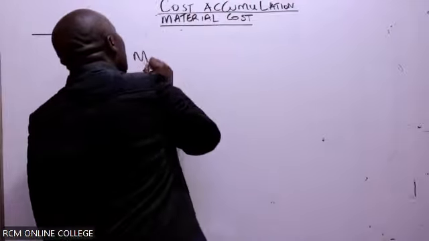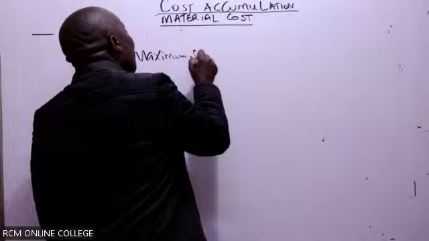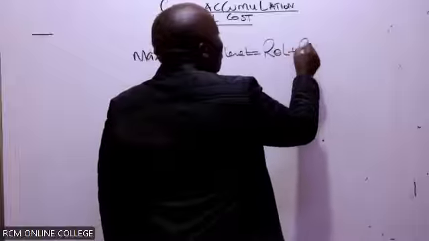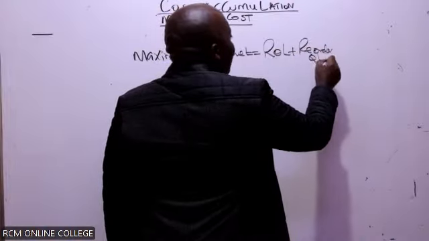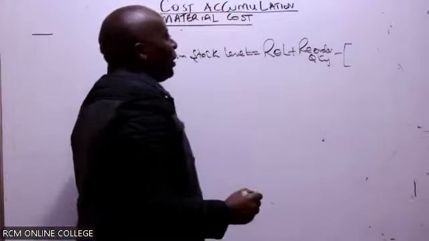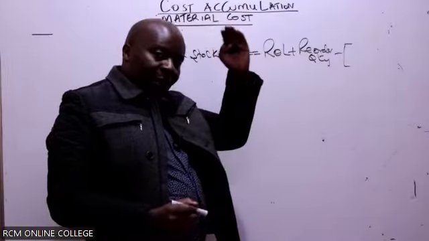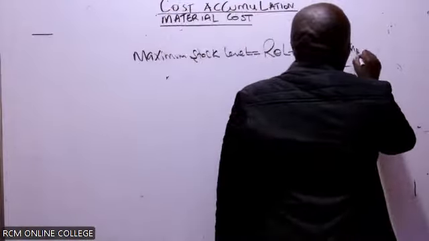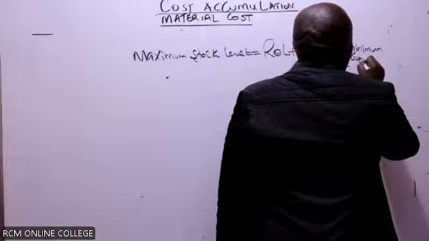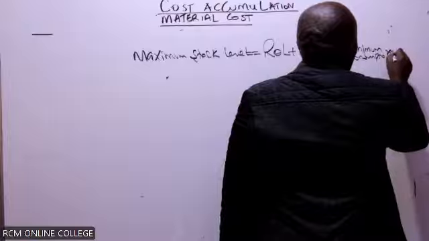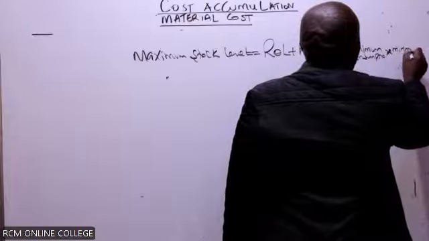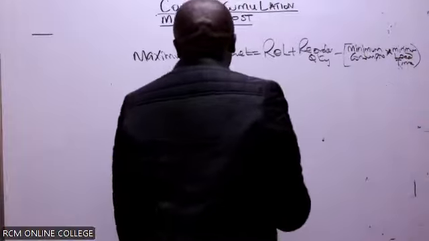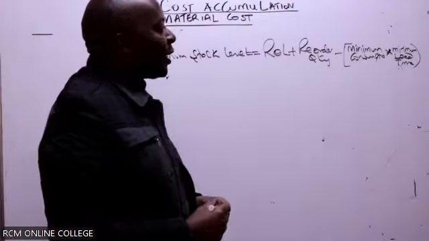So to get maximum stock level equals roll plus rock. Rock is reorder quantity. And then to ensure that we really reach maximum up there, whenever it comes to subtraction, subtract minimum things. So you subtract the minimum consumption times the minimum lead time.